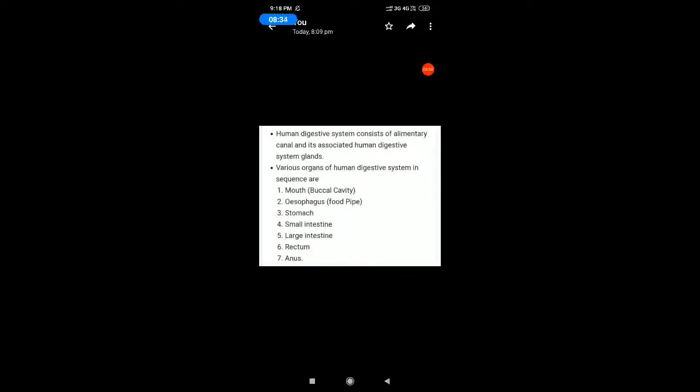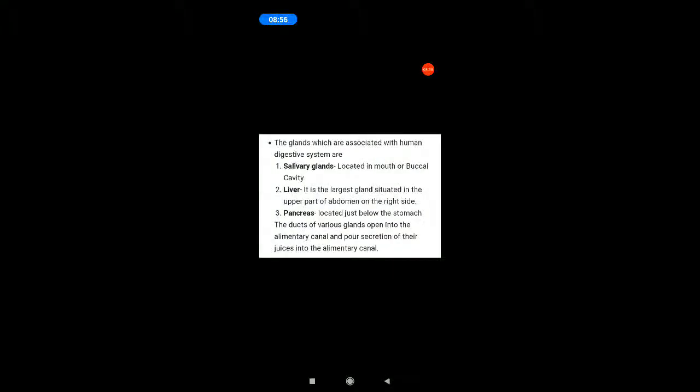Now, the various components of the canal. First one, buccal cavity. Buccal cavity means mouth. Next, esophagus, whose other name is food pipe. Next one, stomach. Then small intestine, large intestine, rectum and anus. It is not a very long path. These parts together form the alimentary canal. Alimentary canal means digestive tract.